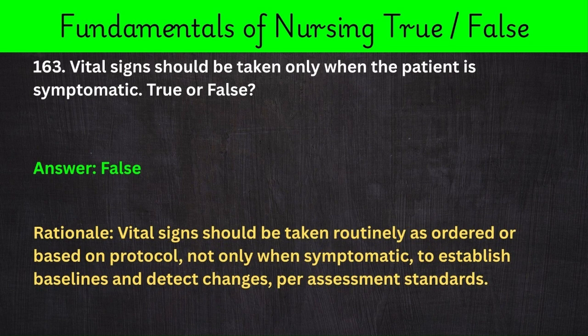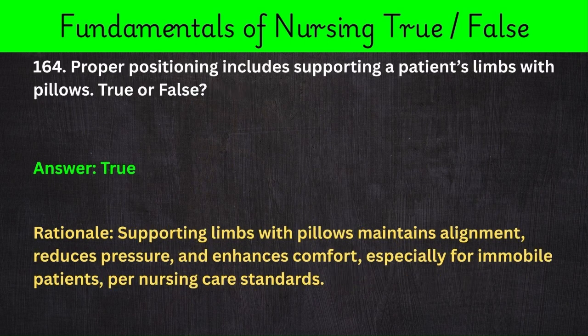163. Vital signs should be taken only when the patient is symptomatic. True or false? Answer: false. Rationale: Vital signs should be taken routinely as ordered or based on protocol, not only when symptomatic, to establish baselines and detect changes, per assessment standards.